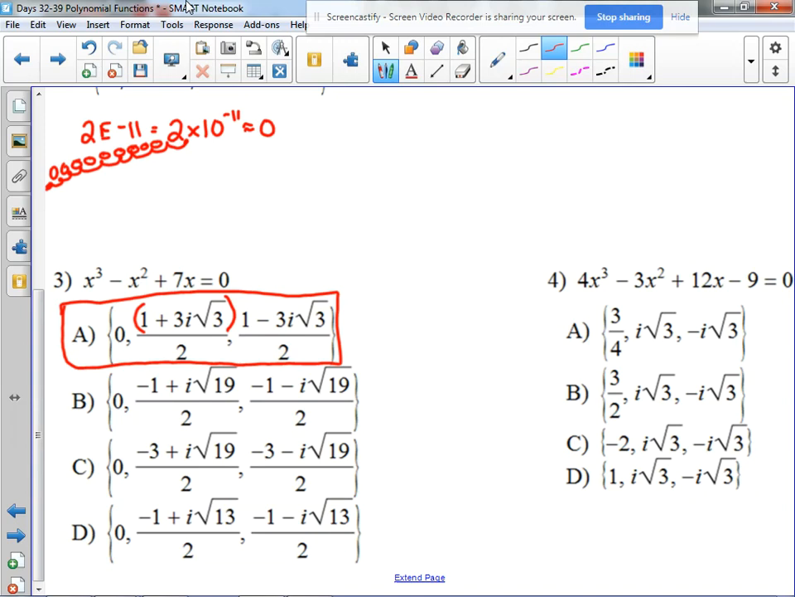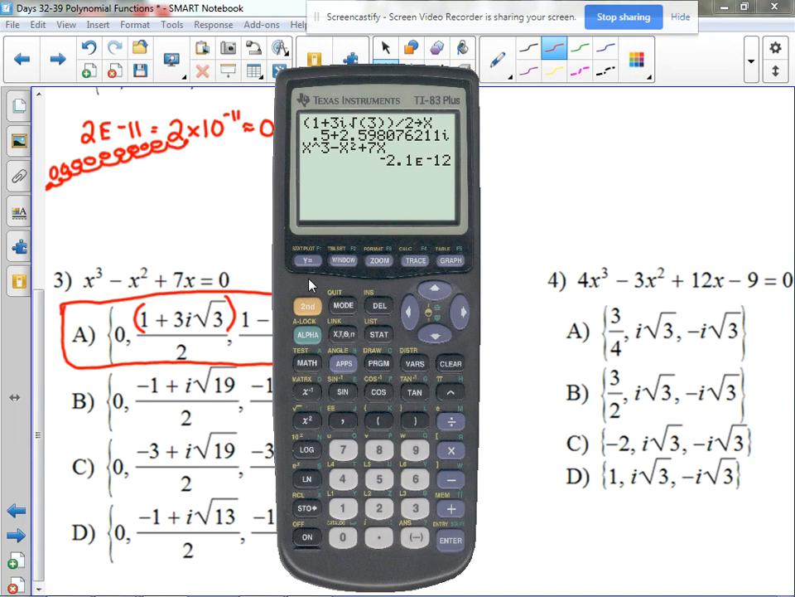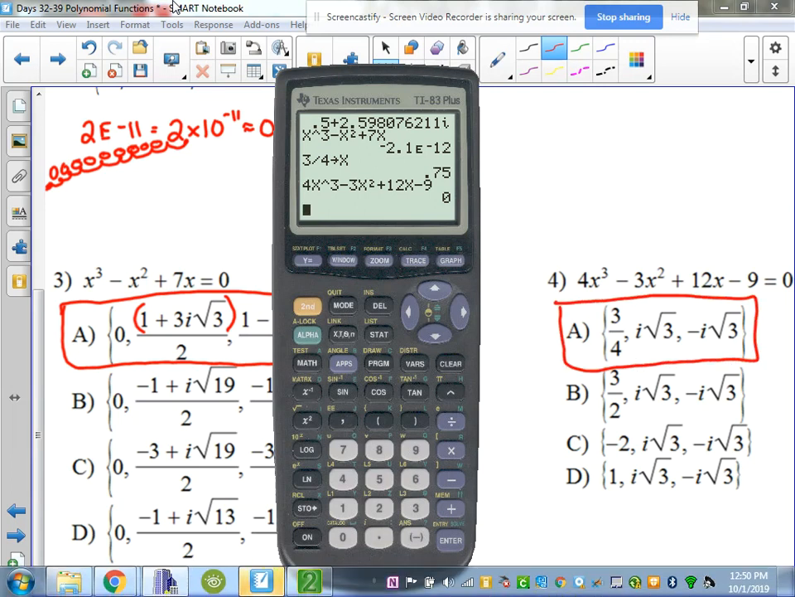Okay, let's do one more. Let's do number 4. Look at number 4's answer choices. All of them have the plus or minus i square root of 3. So it comes down to which of these works. So let's try 3/4. 3 over 4, store it as x. 4x cubed minus 3x squared plus 12x minus 9. Looky there, we got really lucky. A is the one that worked. None of the other answer choices have 3/4, so it's got to be A.